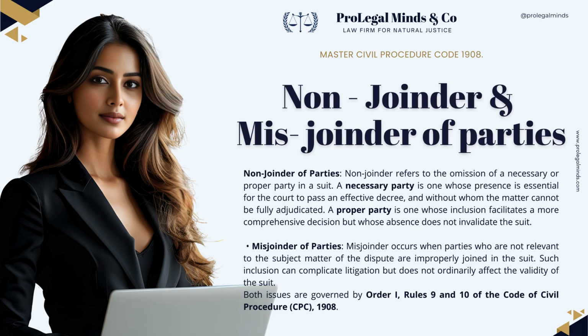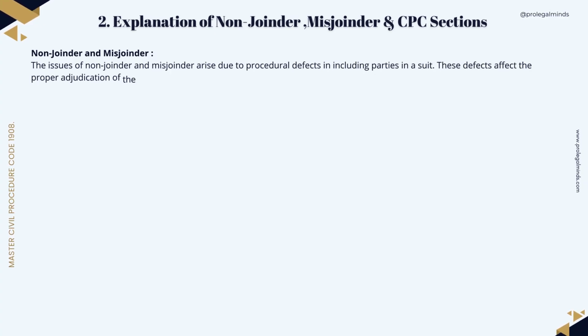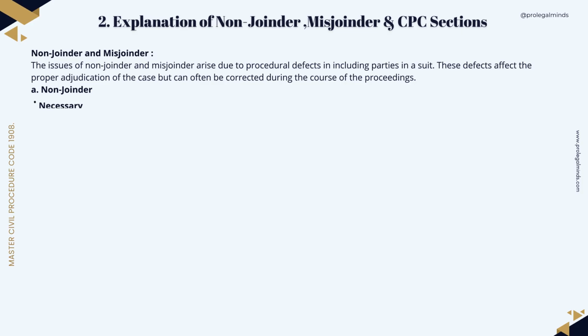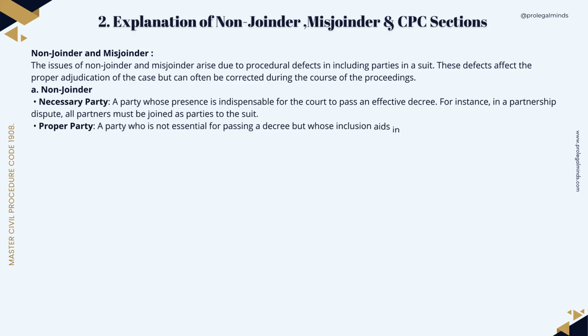Misjoinder occurs when parties who are not relevant to the subject matter of the dispute are improperly joined in the suit. Such inclusion can complicate litigation but does not ordinarily affect the validity of the suit. Both issues are governed by Order 1, Rules 9 and 10 of the Code of Civil Procedure, CPC, 1908. Non-joinder and misjoinder arise due to procedural defects in including parties in a suit. These defects affect the proper adjudication of the case but can often be corrected during the course of the proceedings.